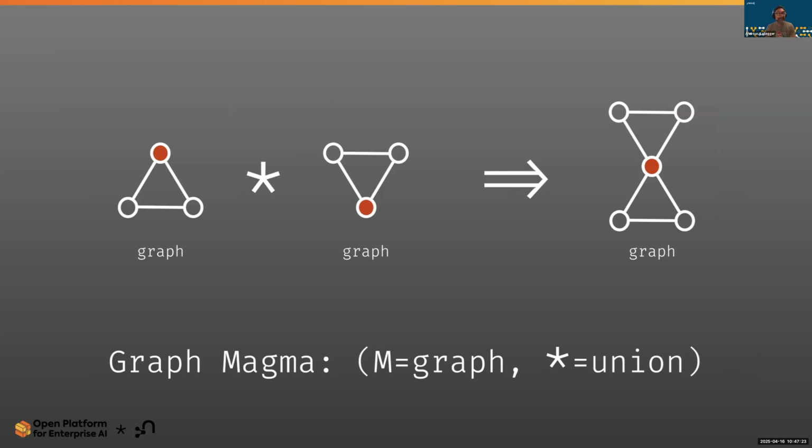This is one of the, I think, beautiful aspects of a graph: you can compose your graph under a union operation. There are other compositions that are possible, but you can have a graph magma where you take two graphs, and if they have this red node here in common, you still get a graph. And that's lovely. And it's a little bit different in nature than just combining two tables together.